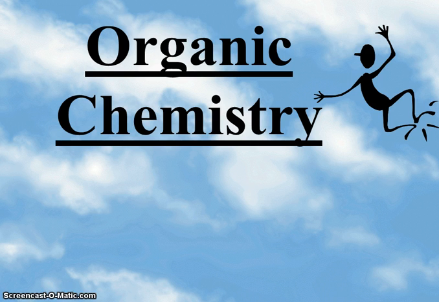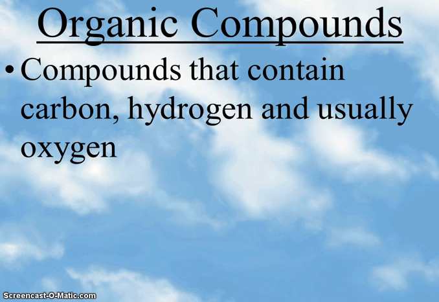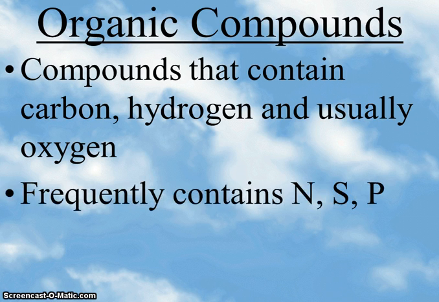Hello, today we're going to be talking about organic chemistry. Organic compounds are compounds that contain carbon. With carbon comes hydrogen and usually oxygen. Organic compounds are made of those 6 elements that are found in 97% of all organisms. So we also have N, S, and P to complement the CHNOPS. But when we talk about something organic, it has to have carbon. With that comes hydrogen and usually oxygen.